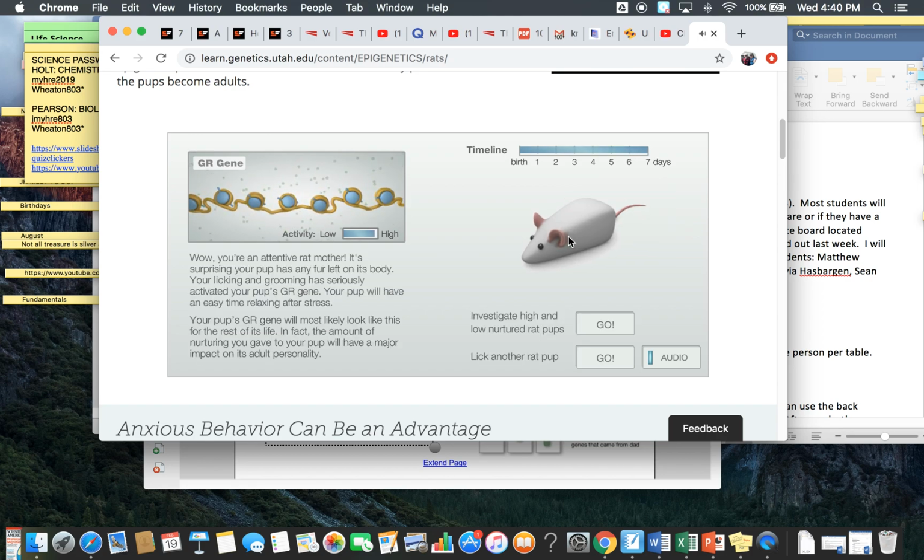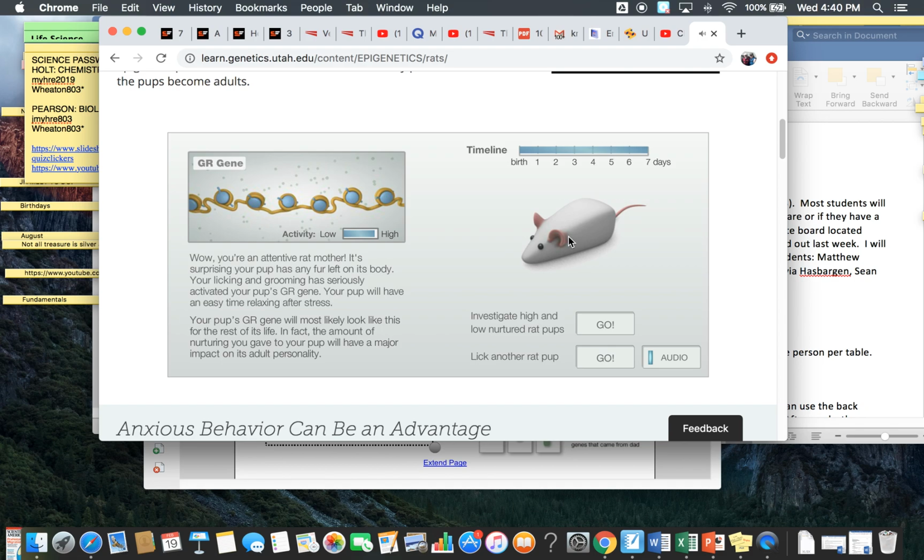Wow, you're an attentive rat mother. It's surprising your pup has any fur left on its body. Your licking and grooming has seriously activated your pup's GR gene. Your pup will have an easy time relaxing after stress. Your pup's GR gene will most likely look like this for the rest of its life. In fact, the amount of nurturing you gave to your pup will have a major impact on its adult personality.